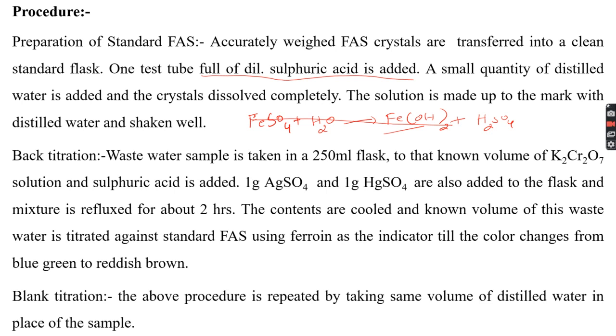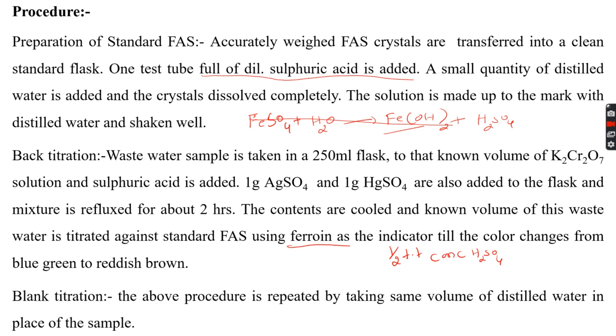Then, from that, a known volume, say 25 ml, of this refluxed water sample is titrated against standard FAS using ferroin as an indicator. Before that, we introduce around half a test tube of concentrated sulfuric acid just to make the medium acidic. Add 2 to 3 drops of ferroin indicator and titrate against FAS taken in the burette till the color changes from blue green to reddish brown. Note down the volume of FAS consumed by the unconsumed potassium dichromate.